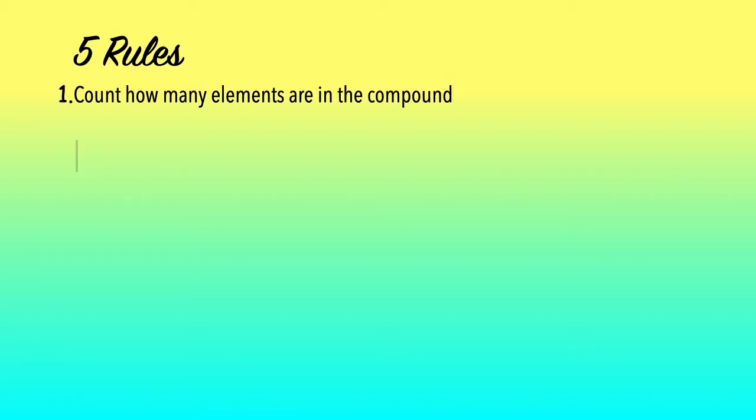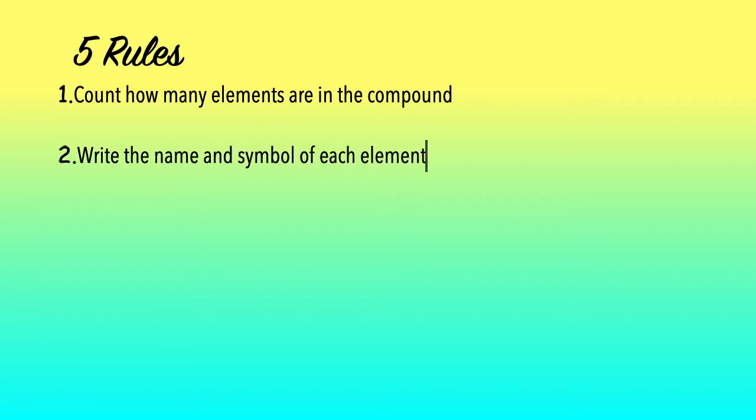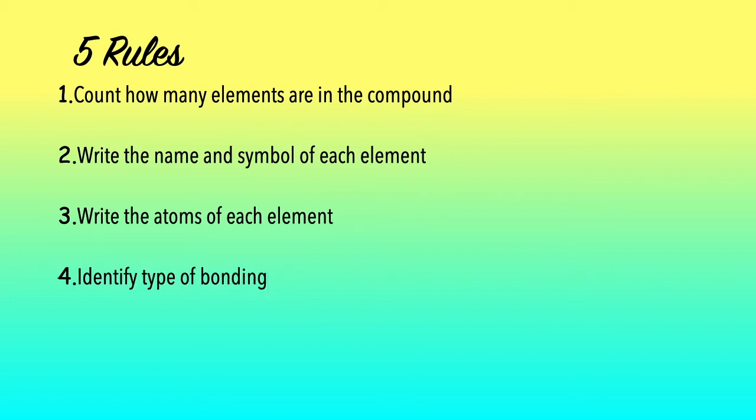In order to decode chemical formulas, here are 5 rules you should follow. Number 1, count how many elements are in the compound. Number 2, write the name and symbol of each element. Number 3, write the atoms for each element. Number 4, identify types of bonds. Number 5, write the name of the compound.